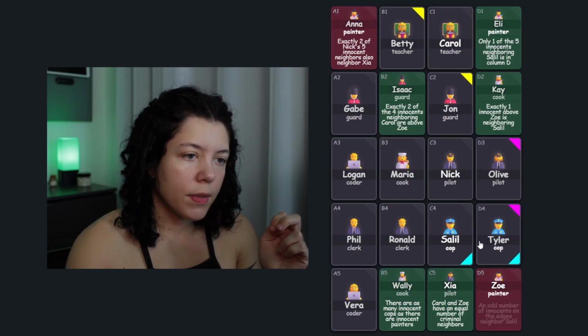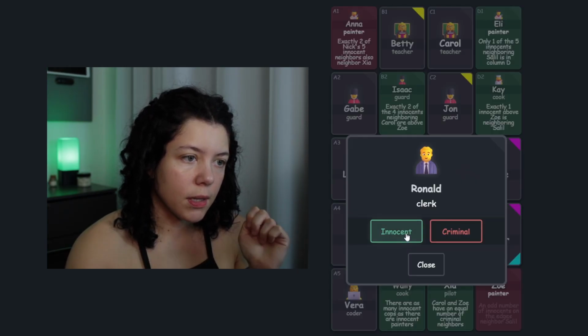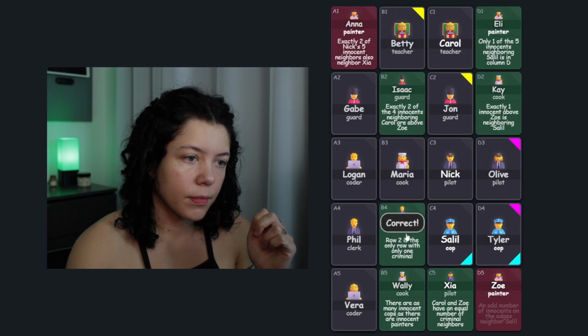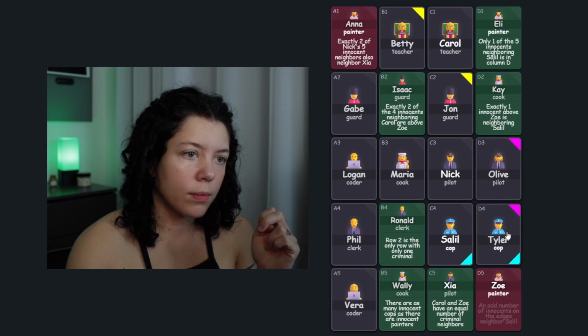But only one of these people is innocent, either Salil or Tyler, so Ronald has to be an innocent, because he also neighbors Zion. Now Nick has 4 innocent neighbors: Kay, Isaac, Ronald, and somebody else here.